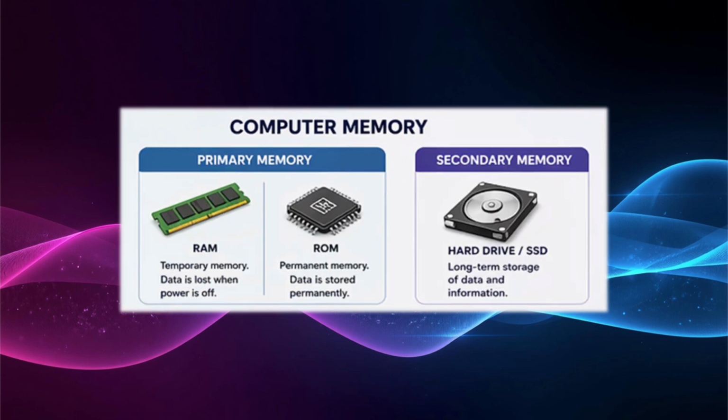Computer memory. Computer memory stores data. There are two main types: primary memory and secondary memory. Primary memory includes RAM and ROM. RAM stands for random access memory and ROM stands for read-only memory. RAM is temporary. Data is lost when power is off, but ROM is permanent. Secondary memory includes hard drives and SSDs, used for long-term storage.